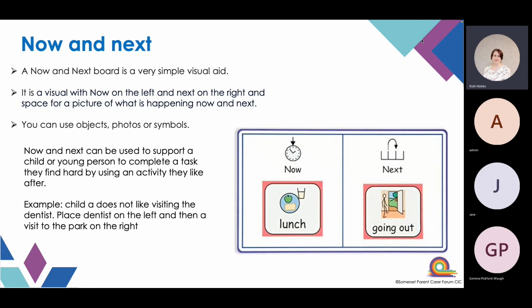You can use objects to do this, you can use photos, you can use symbols, whichever stage the child is at. It's quite helpful for activities that they don't want to do or that they find hard. So the example I've used there is going to the dentist. My children, not keen on the dentist, what we used to do is say, right, now we're going to the dentist, and after the dentist, we're going to go to the park.